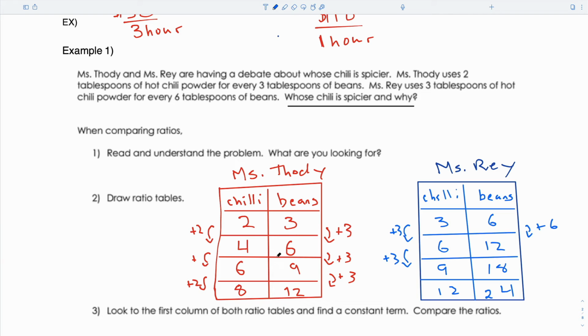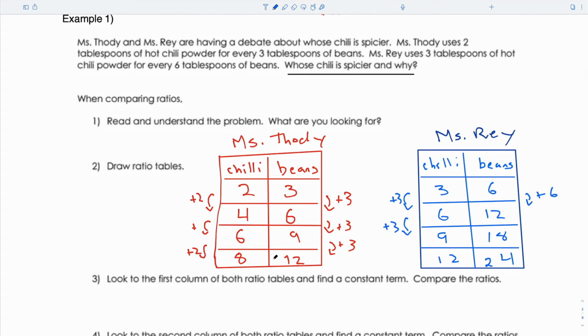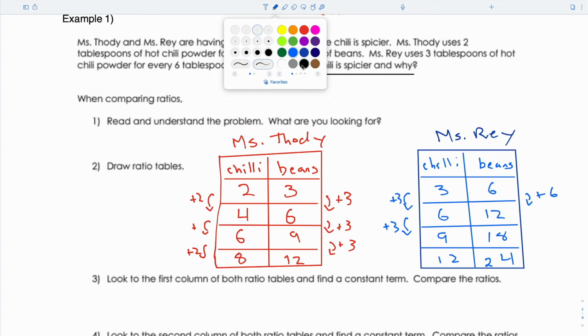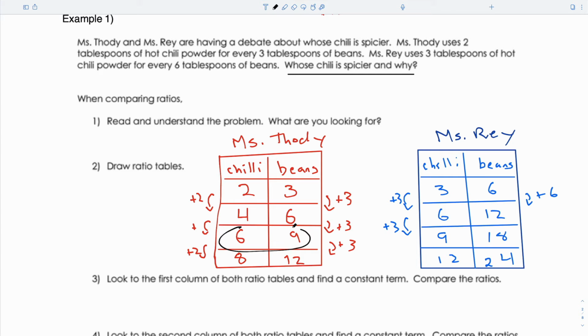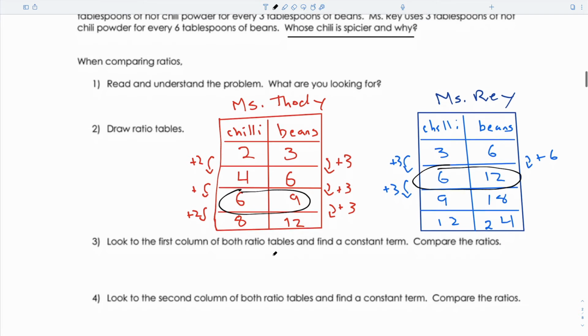Once you have your ratio table created, we're going to look on the left column to see if I can match any numbers with this column. That's going to allow us to compare the ratios. So I'm looking down and 2, there's no 2 in the chili column. I go to the next one. 4, there's no 4 in the chili column. 6, there is a 6 in the chili column. I'm going to pause there and start to compare my ratios. Circle both of these. Those are the ones you're using.